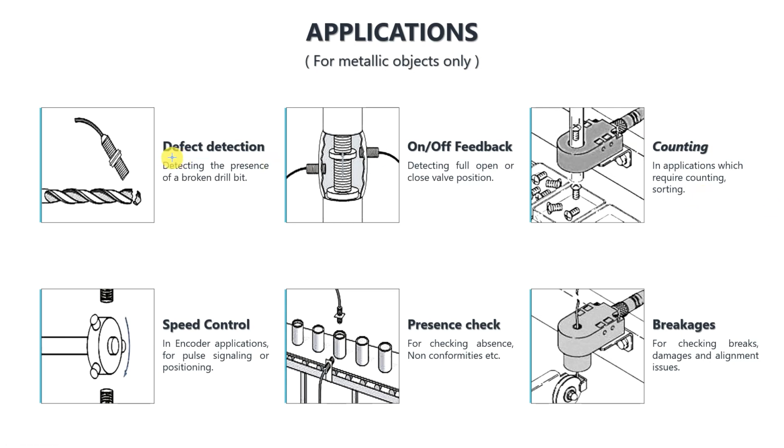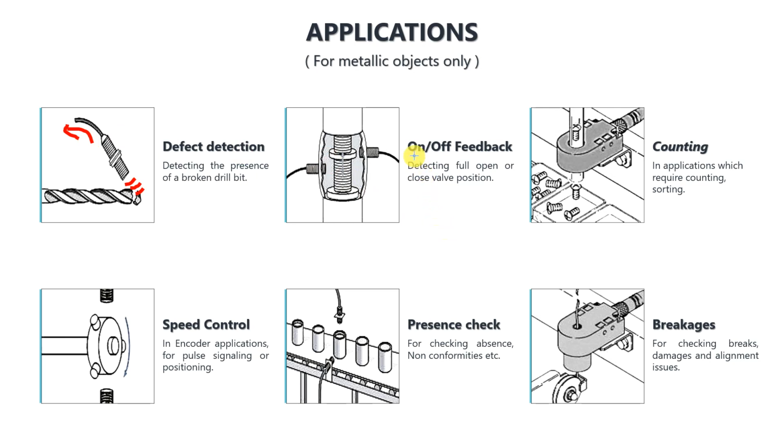Number one, they can be used for defect detection. As indicated in this diagram, this particular sensor is detecting a broken drill bit, right? It is generating a magnetic field, and if there is no metal part present within that vicinity, it will give a signal and indicate to the operator that the drill bit has been broken.